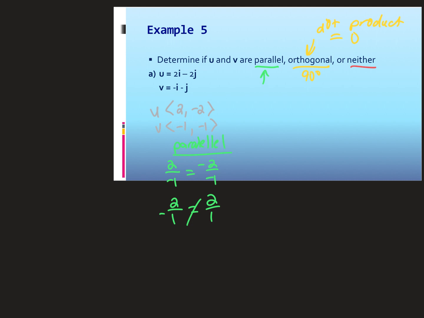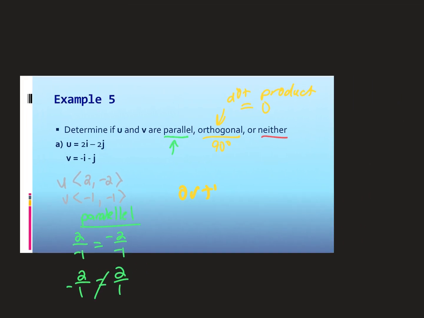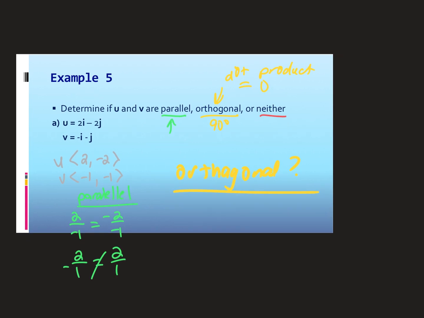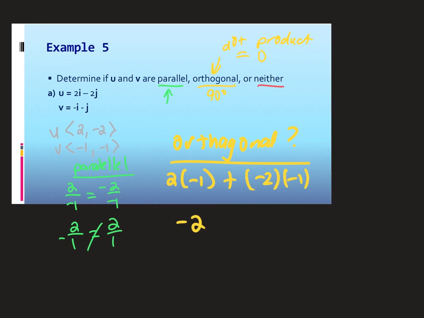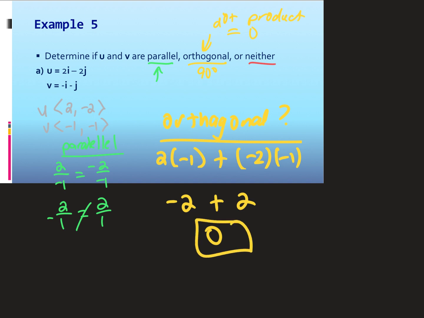Okay, so let's try to see if they are orthogonal. So again, how do we find if they're orthogonal? Their dot product would be 0. So let's check for orthogonal. So my dot product would be first times first plus second times second. So 2 times negative 1 is negative 2 plus negative 2 times negative 1 is positive 2. When I add negative 2 and positive 2, I get 0. So algebraically, mathematically, what did we just prove? We proved that these two vectors were orthogonal because their dot product is 0.